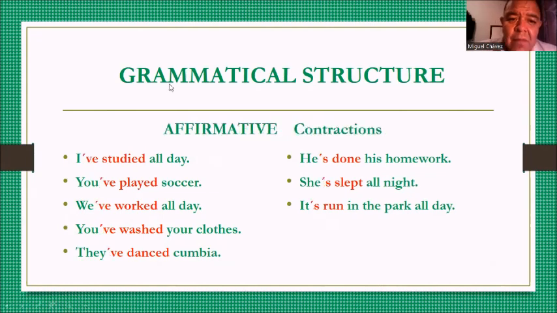We can use contractions in the affirmative sentences in present perfect. We contract the subject with the auxiliary verb: I've, you've, we've, they've. And for the third person, he's, she's, it's. Then we have to write the past participle of the verb.